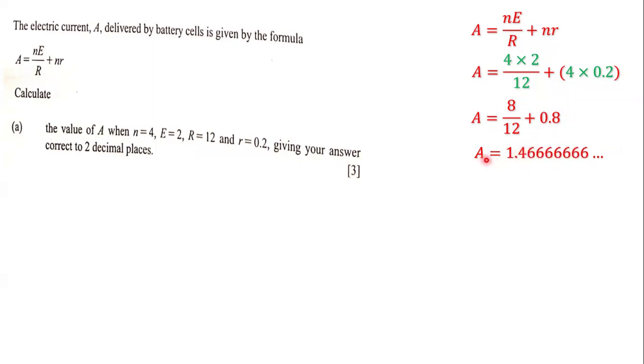And so we have to write our answer correct to 2 decimal places. If we look at this 6, once it's 5 or greater, we can add 1, or round up. So we're going to add 1 to the 6. And so we have that A is equal to 1.47. And that's our answer correct to 2 decimal places.